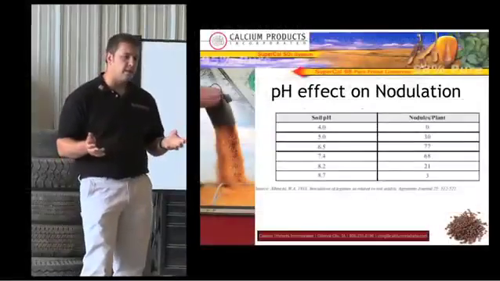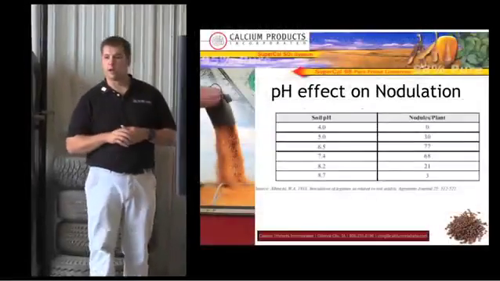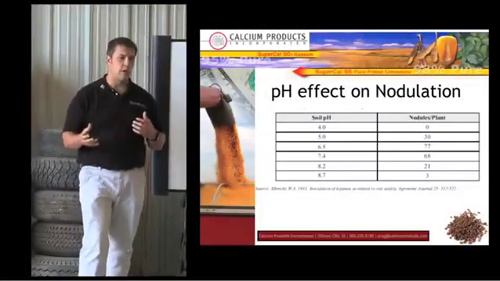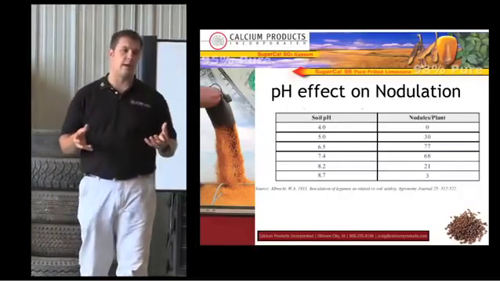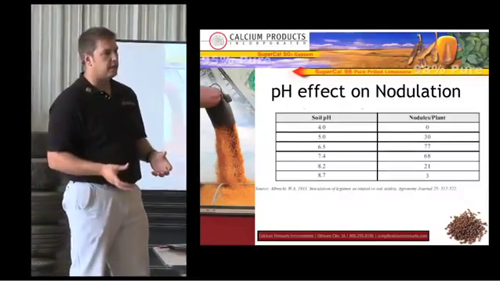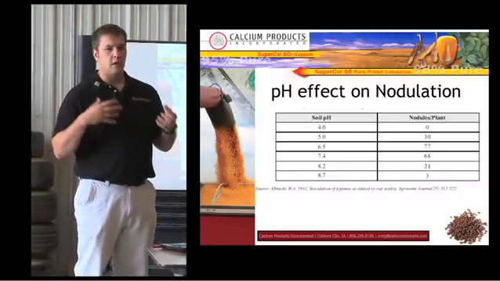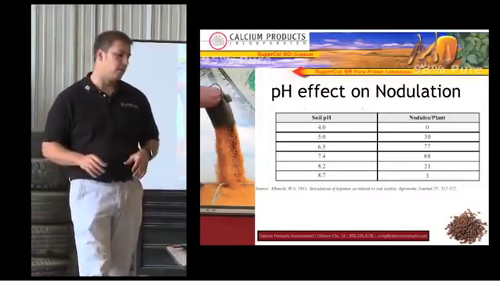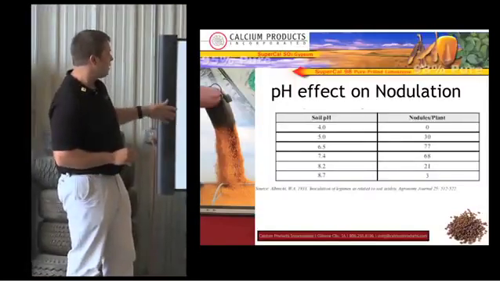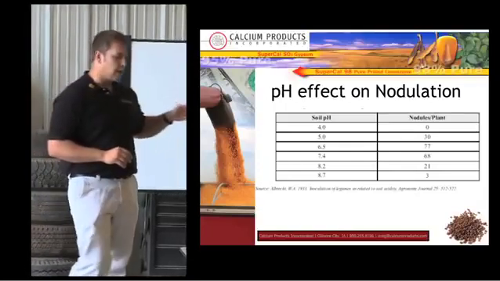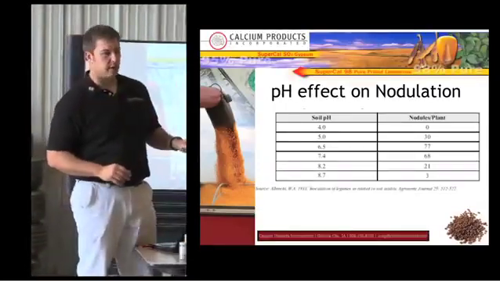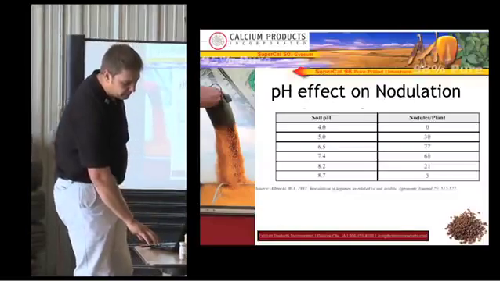And the problem with that is in soybeans, your nodules make all your nitrogen. And when you're growing soybeans, you're growing a protein crop. It takes nitrogen to make proteins. If you don't have nodulation, you're not making protein, you're not making yield. So having that pH in that neutral range is going to allow our soybean plants to make all the nitrogen we need for high yielding crops.